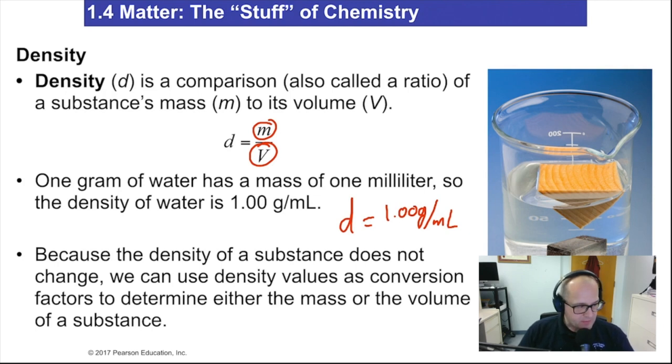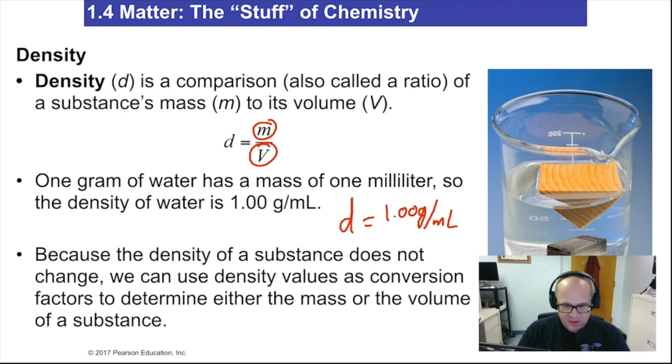Now, densities of objects don't normally change very much. In this class, we say they don't change at all, even though they may slightly change. So you can use it to determine what something is, an unknown substance or something like that. And we can also use it as a conversion factor. Density can be used as a conversion factor, and I'm going to show you how. It's very simple and it's very nice.